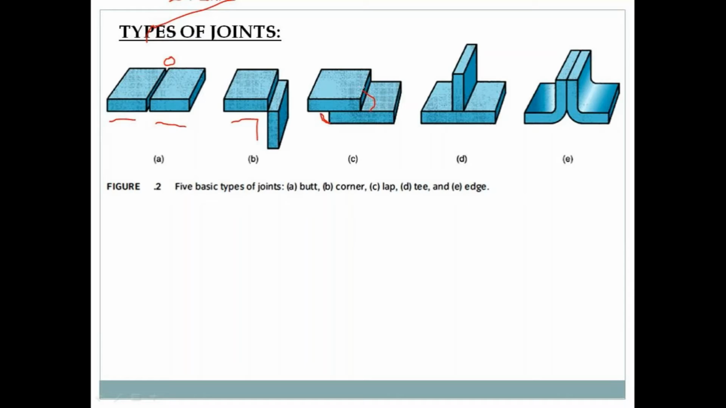We must weld both zones, otherwise the weld does not form properly. Then T. It looks like a T. No problem. And edge, if you see that, this is the edge. So types of joint, is it clear?